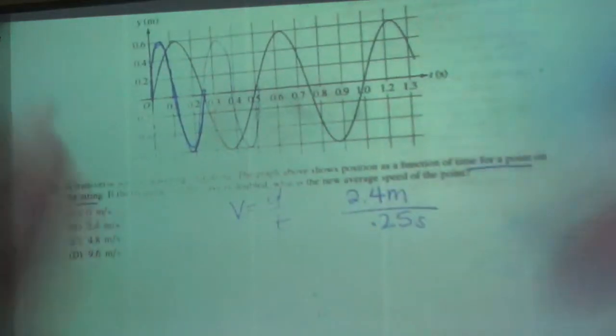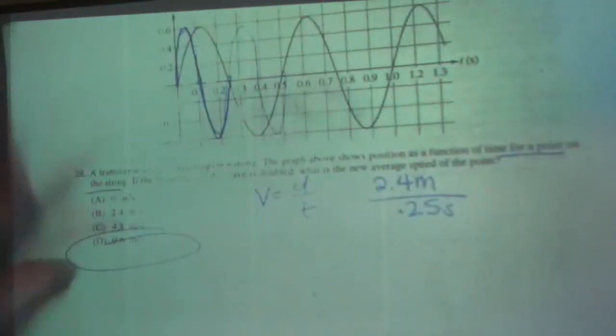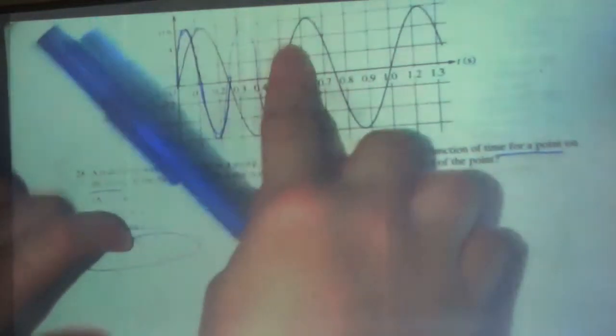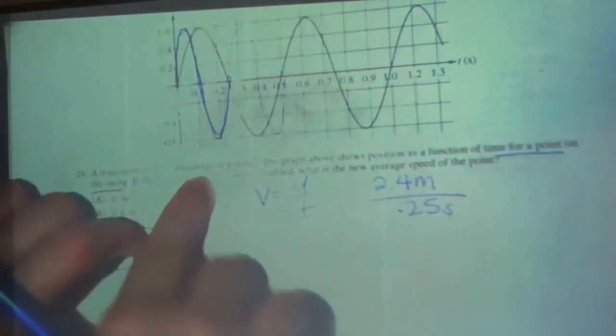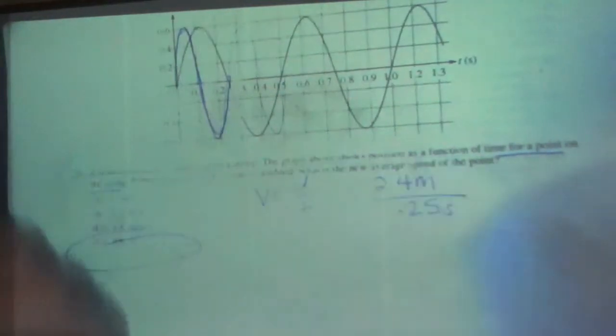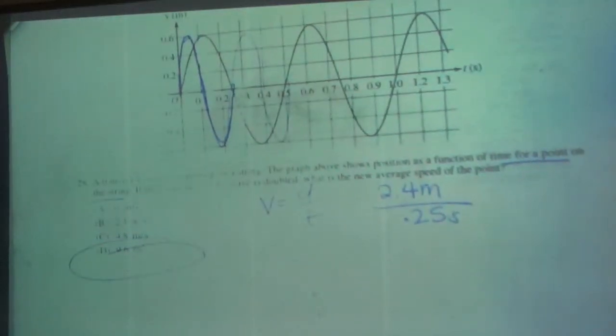So this distance over this time gives me this speed. If you get 4.8, that's the speed of the wave as shown. If I double the frequency, you're going twice as fast because you're fitting in twice as many oscillations in each period.